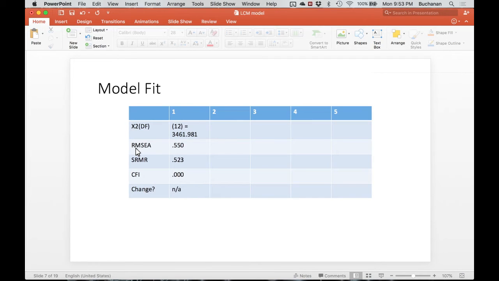This is a terrible model. And then our SRMR, which is 0.52. Our CFI is 0. So really bad model fit. And we would actually be hoping for a terrible model fit in the sense that this should be a bad model. We expect change over time. And at the moment, this implies no change.